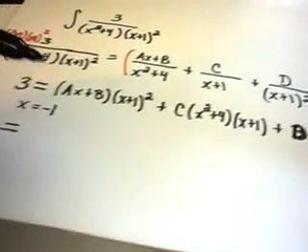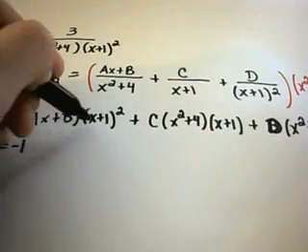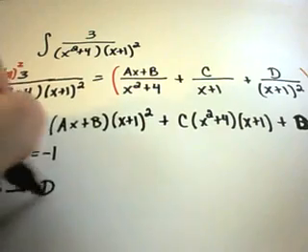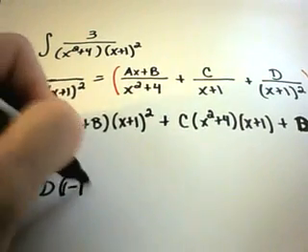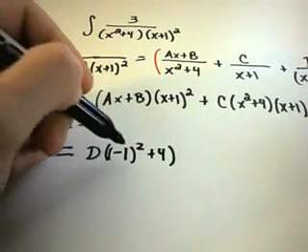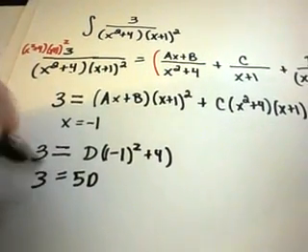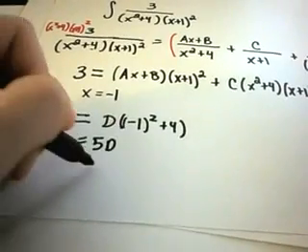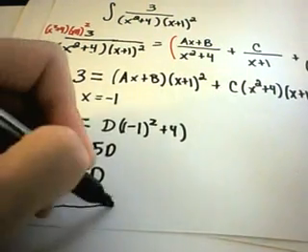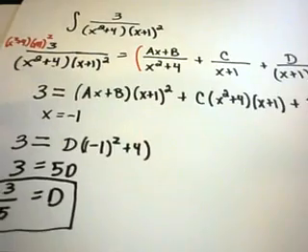And when I plug -1 in over on the right side, again, the first term's going to cancel, the second term's going to cancel, and then I'm going to be left with d times negative 1 squared plus 4. Negative 1 squared is 1, plus 4, we'll get 5d equals 3. If we solve for d, we'll get d equals 3/5. Okay, so I've got one of my values now.